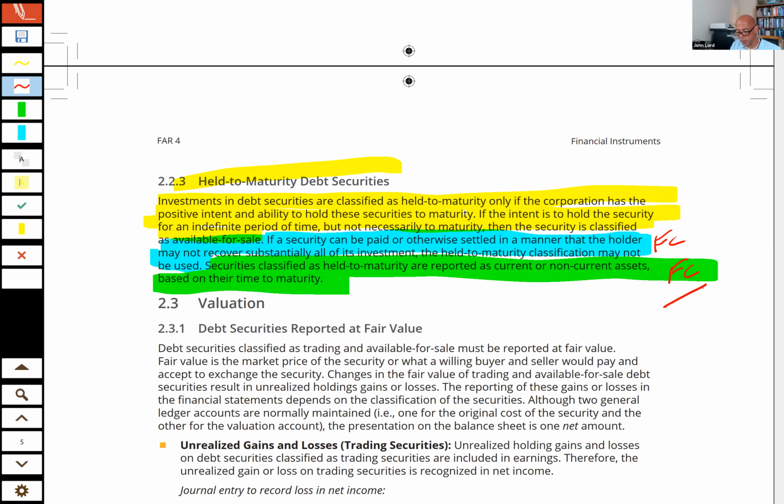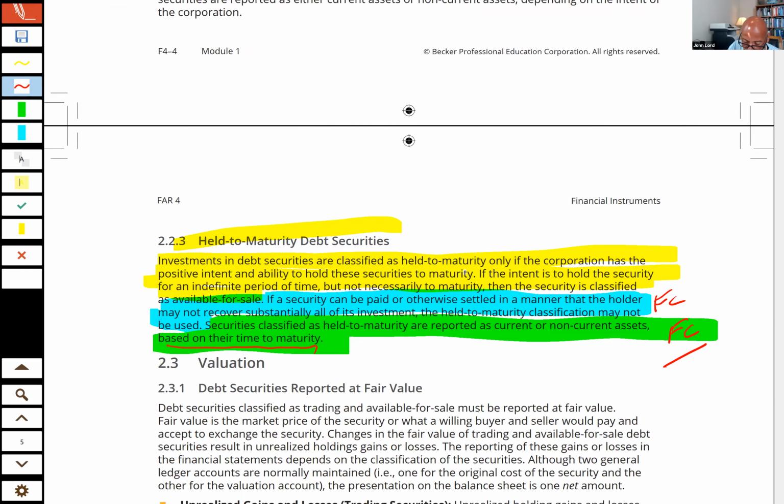So far all we've talked about is where to classify these on the balance sheet. For trading, it's typically current. For held to maturity, it's current or non-current based on the time to maturity. If it's going to mature in the next year, it would be a current asset. If it's going to mature beyond the current year, it would likely be non-current. Okay.